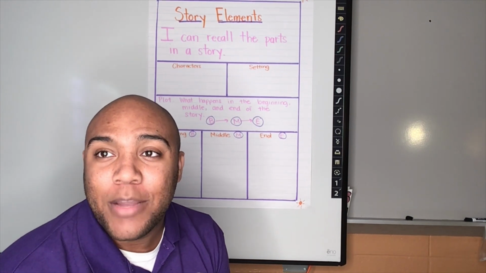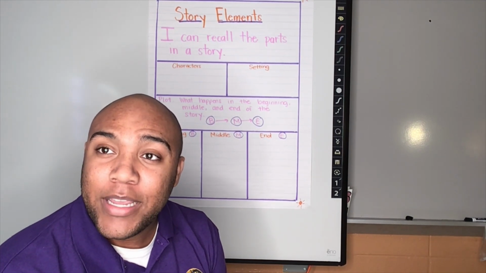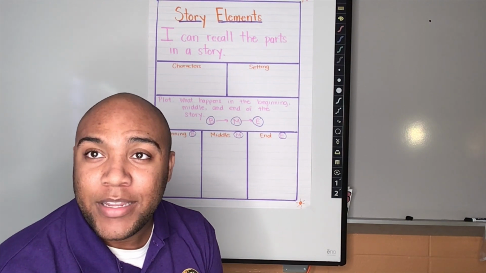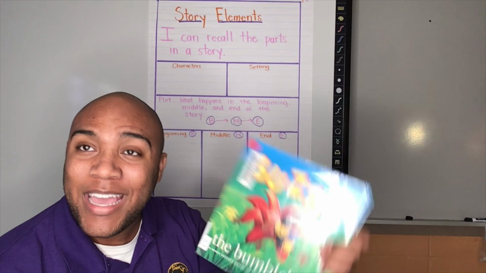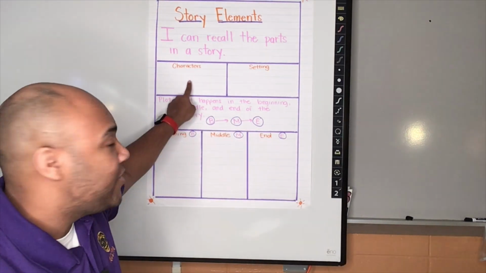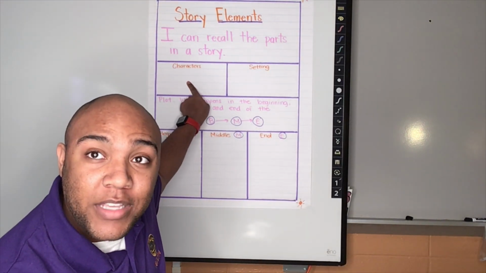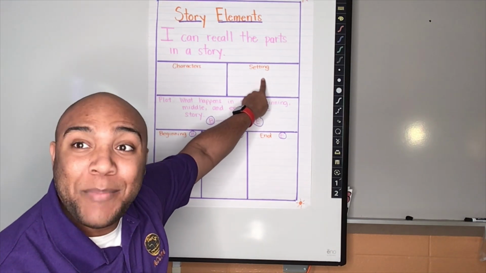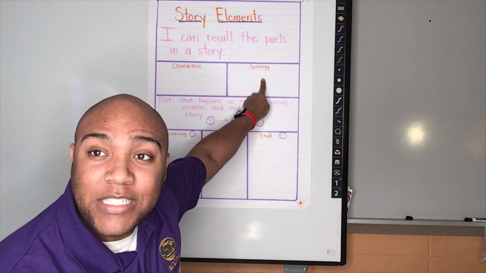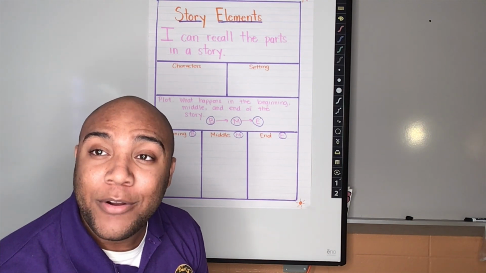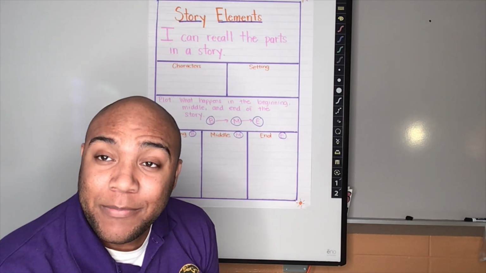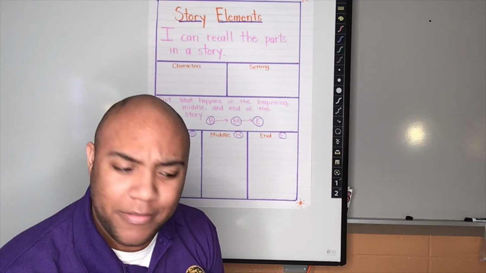Today we are going to talk about story elements. Story elements are the different parts of a story. We are also going to read the story Buzzy the Bumblebee and identify the characters, which are the people or animals in a story. We're going to examine the setting, which is where the story takes place, and we're going to look at the plot, which is the beginning, middle, and end of a story by retelling it. Let's go ahead and get started.